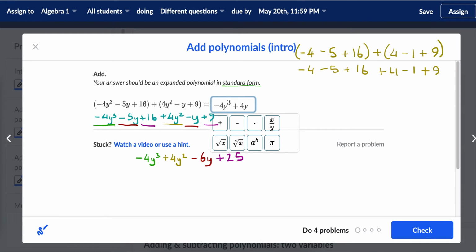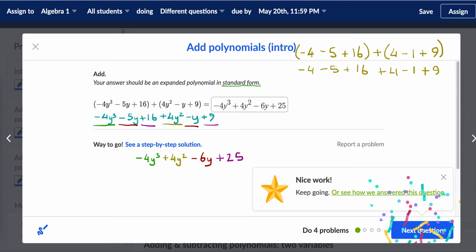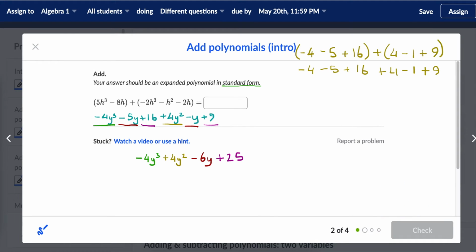If you're used to combining like terms, which at this point you should be, you won't have any trouble with this. Just double check that you put the signs in right and so on, and you should be all set. Let's take a look at another question.